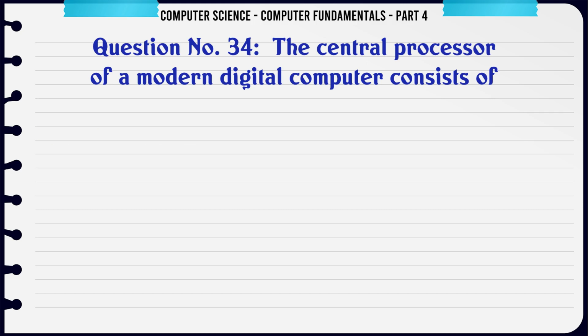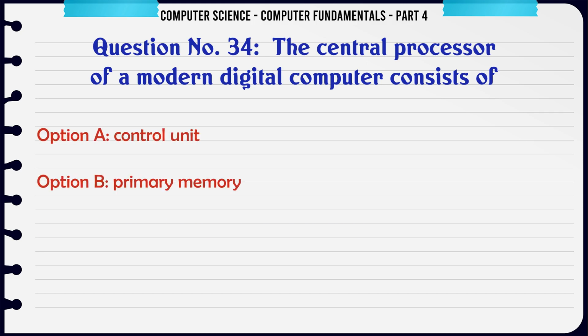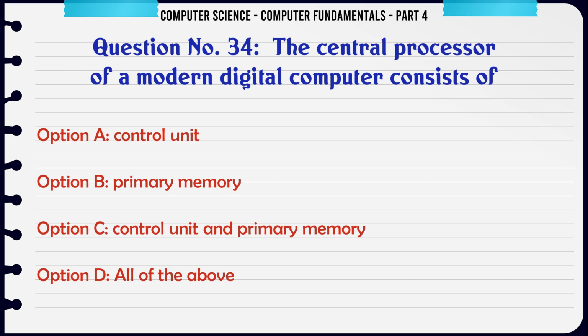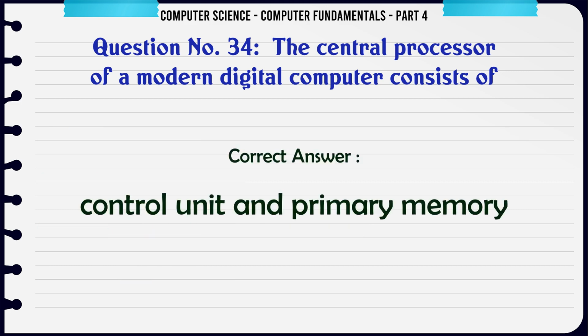The central processor of a modern digital computer consists of A. Control unit, B. Primary memory, C. Control unit and primary memory, D. All of the above. The correct answer is control unit and primary memory.